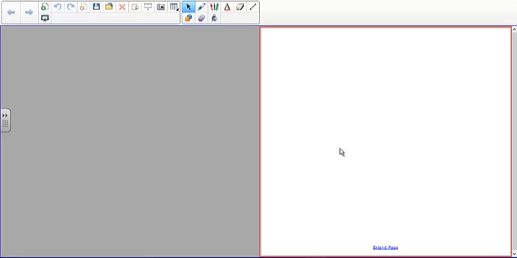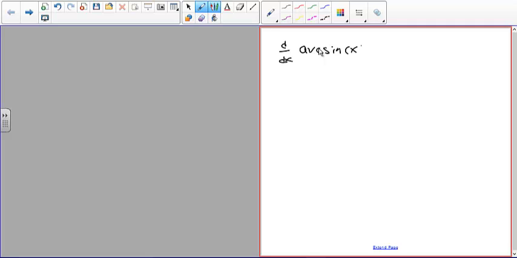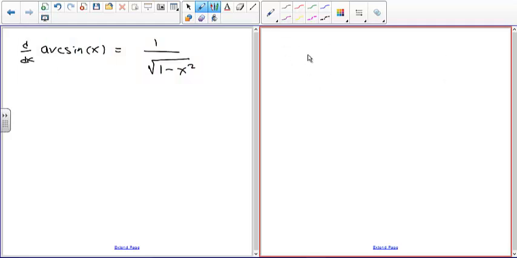So we're going to do a few more derivations here for inverse trig functions. So yesterday what we found out was that the derivative with respect to x of the arc sine of x equals 1 divided by the square root of 1 minus x squared. So we're going to do the same thing for the arc cosine.